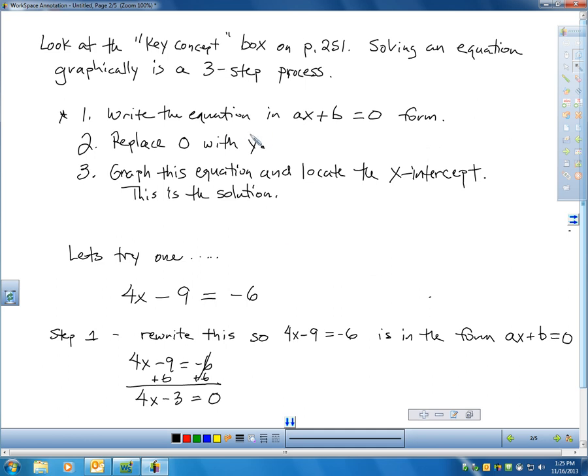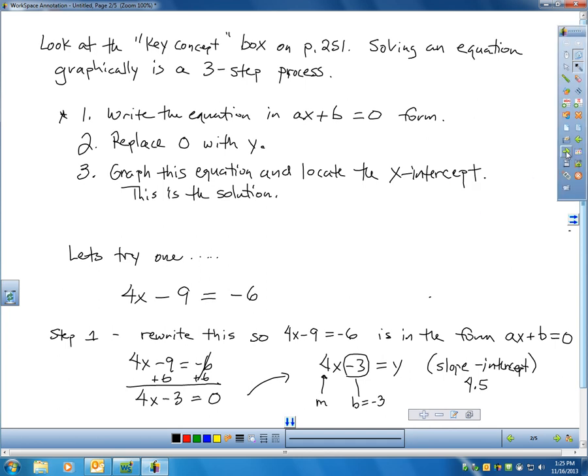Step 2, replace 0 with y. So when I replace 0 with y, I would end up with 4x minus 3 equals y. And you notice this is now slope-intercept form. Slope-intercept form is what you learned in section 4.5. All right, the slope of this line is 4, and the y-intercept, don't forget the negative sign, the y-intercept of this line is negative 3. So now I need to go ahead and graph this. I'll do that now. 4x minus 3 equals y.